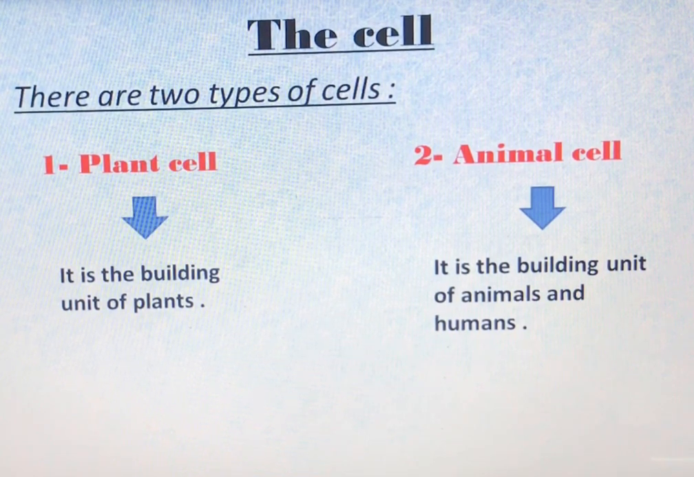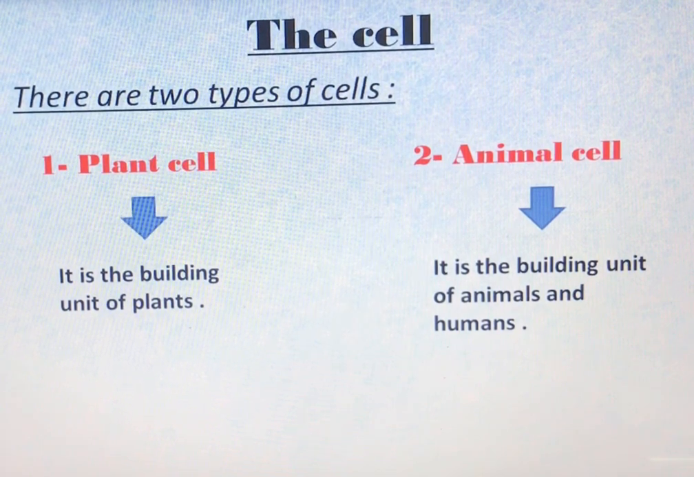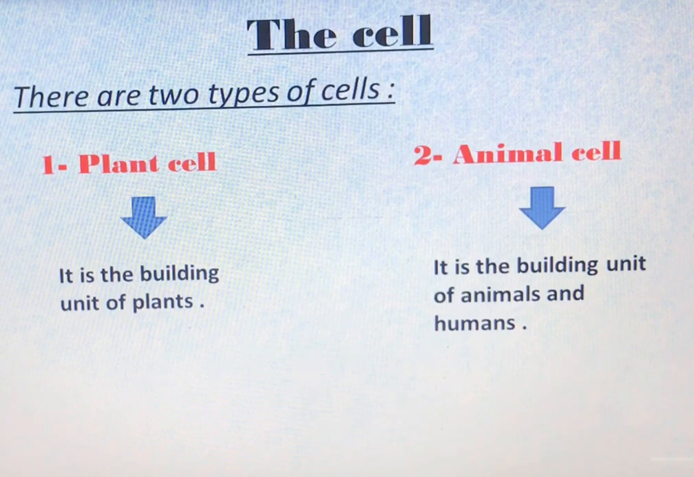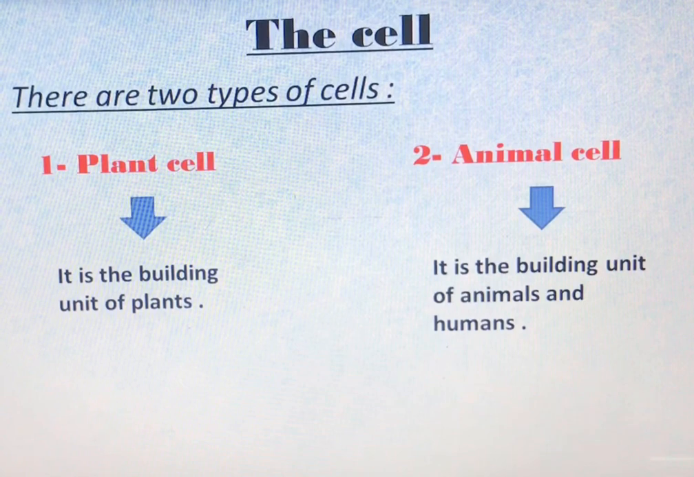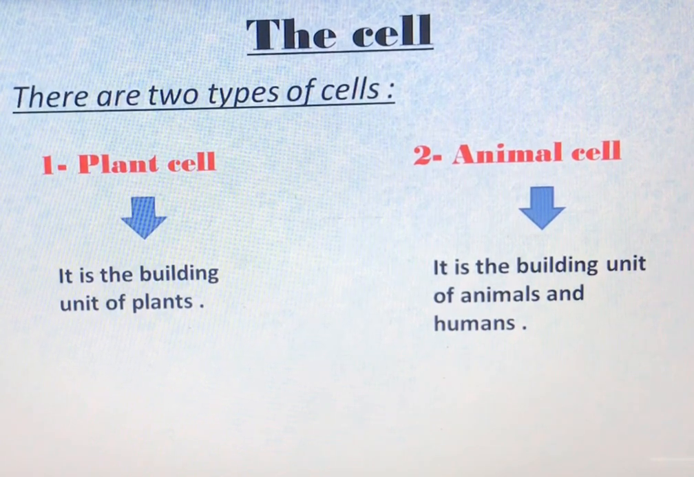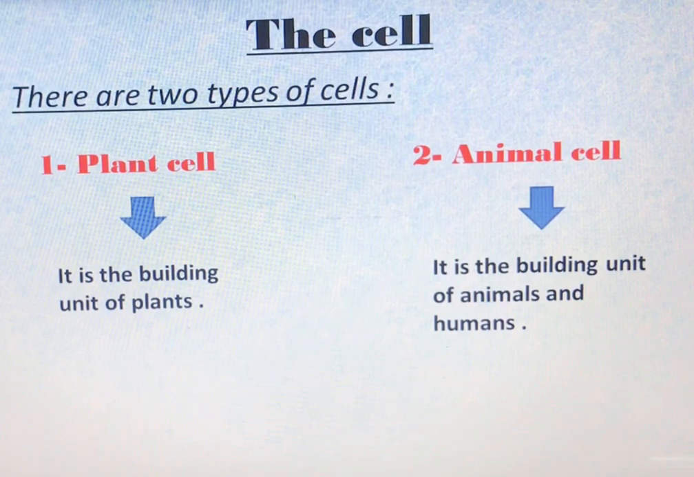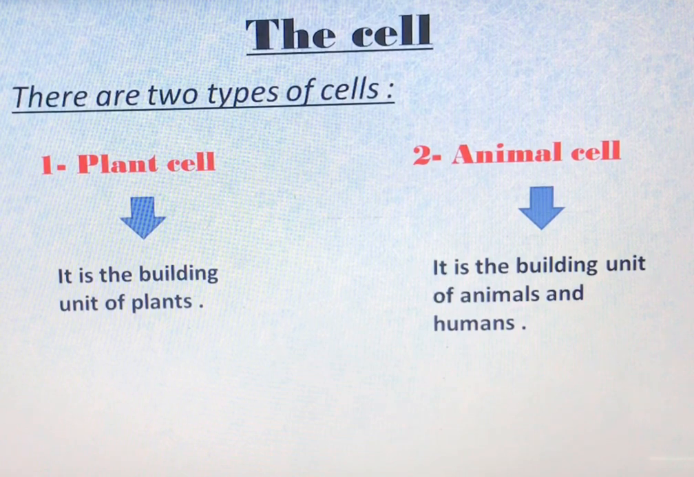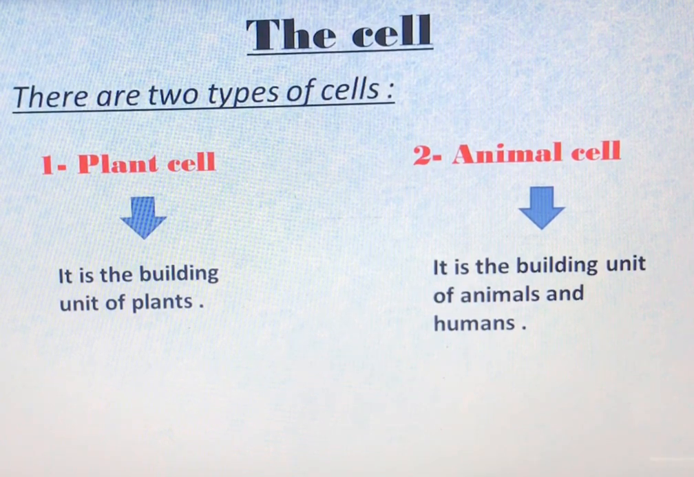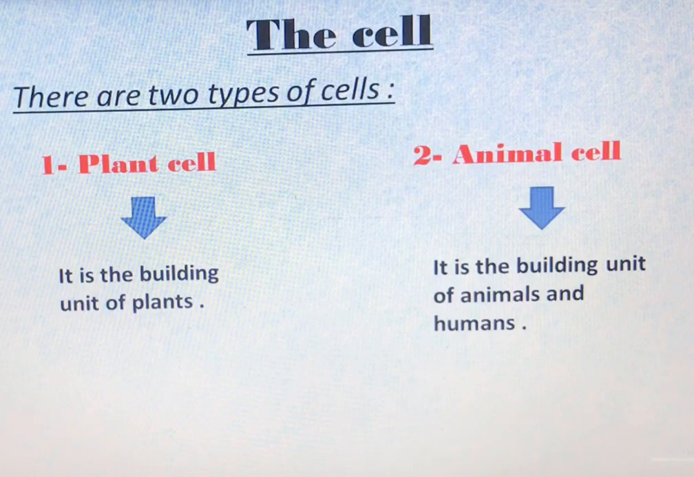Yes, we and animals have exactly the same six systems. Both of us have digestive system to digest food, respiratory system to breathe, circulatory system to distribute oxygen and digested food all over our body, reproductive system to get babies, urinary system to get rid of wastes, and nervous system to control the five senses. So we have exactly the same organs, the same tissues, and finally the same cells, which are called animal cells. That's why humans and animals have the same building unit, but plants have a different building unit, which is called plant cell.